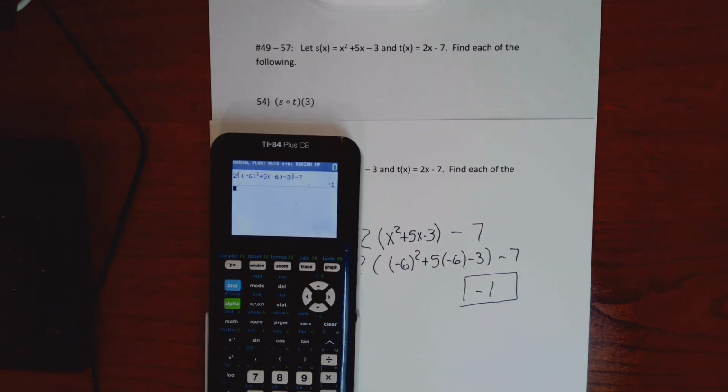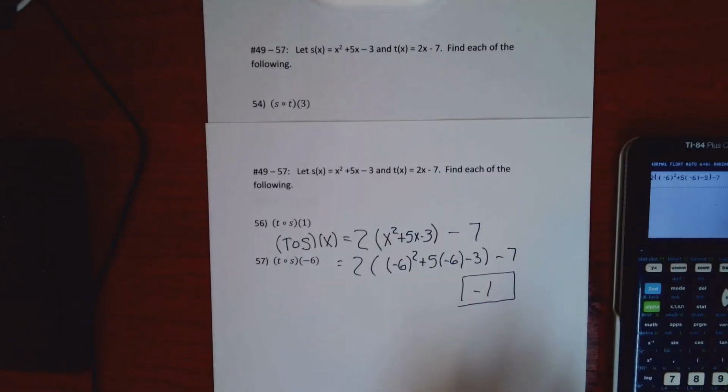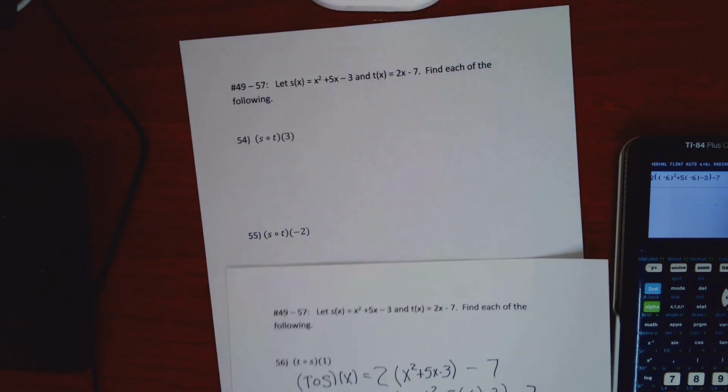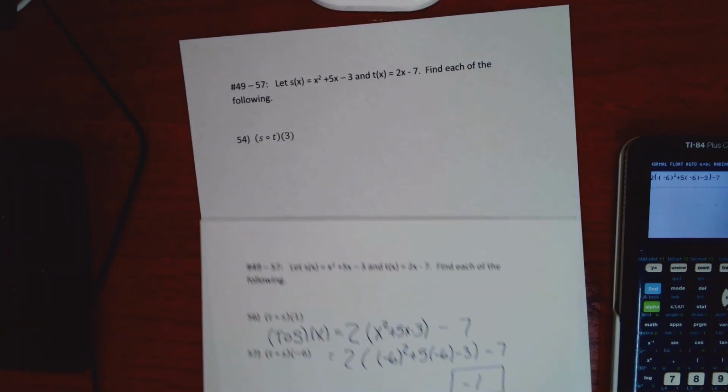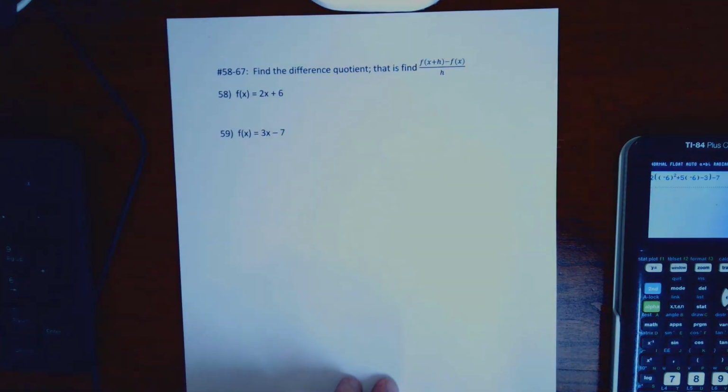On a test, if you set the problem up correctly and then make a button pressing error, that's like a -1. Or if you do the math in your head and do it wrong, -1, not such a big deal. So try to knock out all of these. And then we're going to move to the monster part of this section, difference quotient.